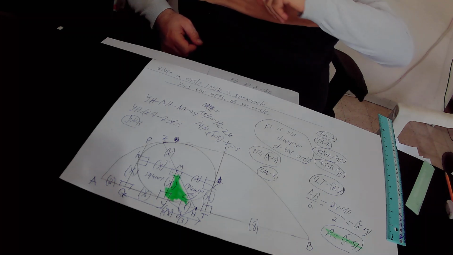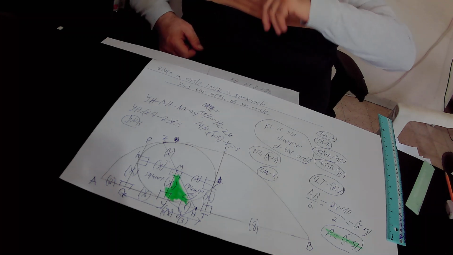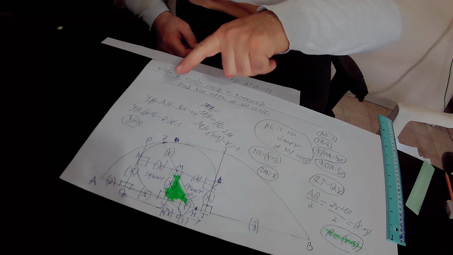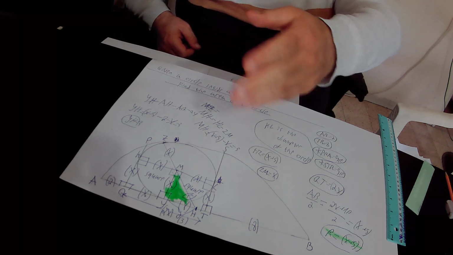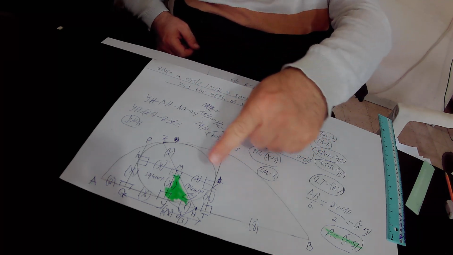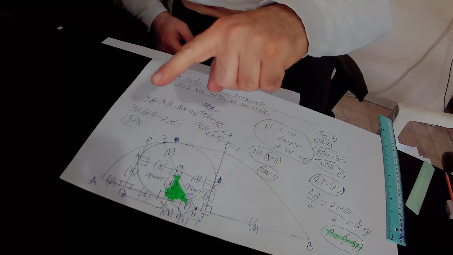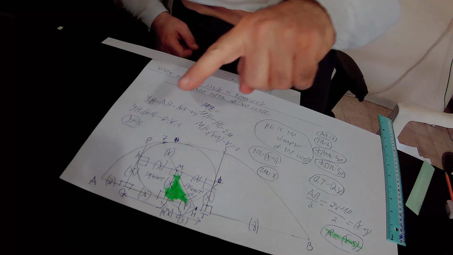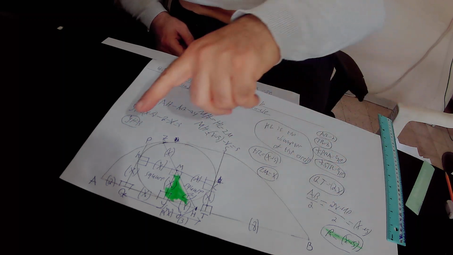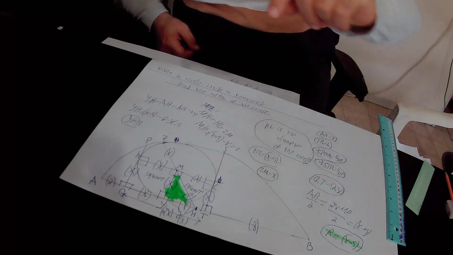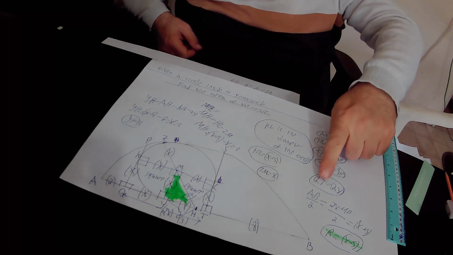But what is the radius of the quarter circle? We note the diameter of the semicircle. What is the radius of the semicircle? The radius of the semicircle is AB over 2, because the diameter of the semicircle is AB.